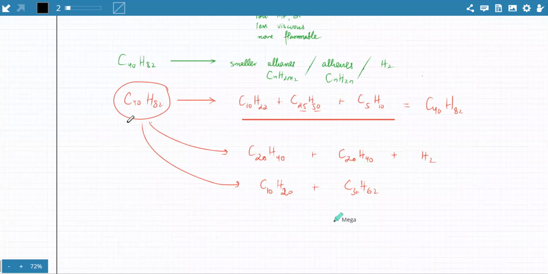So remember this, it's up to your choice. You can break a 40 carbon atom molecule in whatever number of molecules you want. There could be lots of molecules produced, but the rule is they should all add up to be equal to this thing. And they have to be either alkanes or alkenes or hydrogen gas.